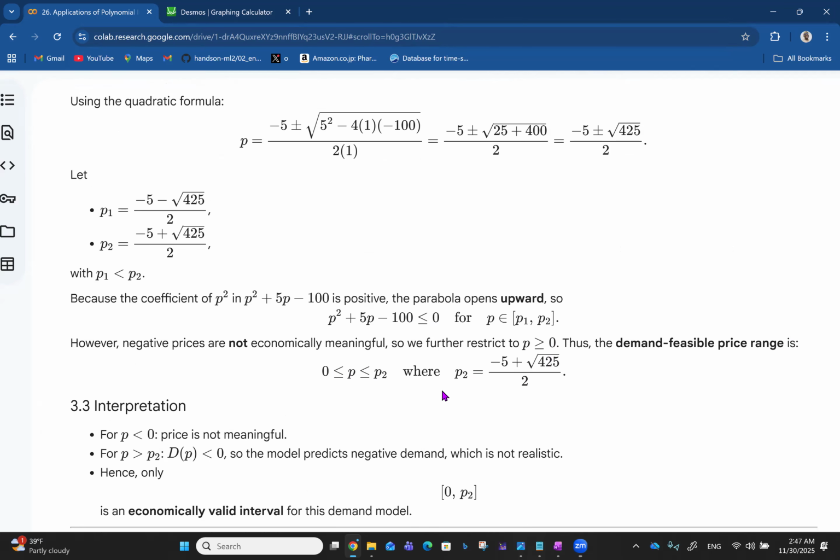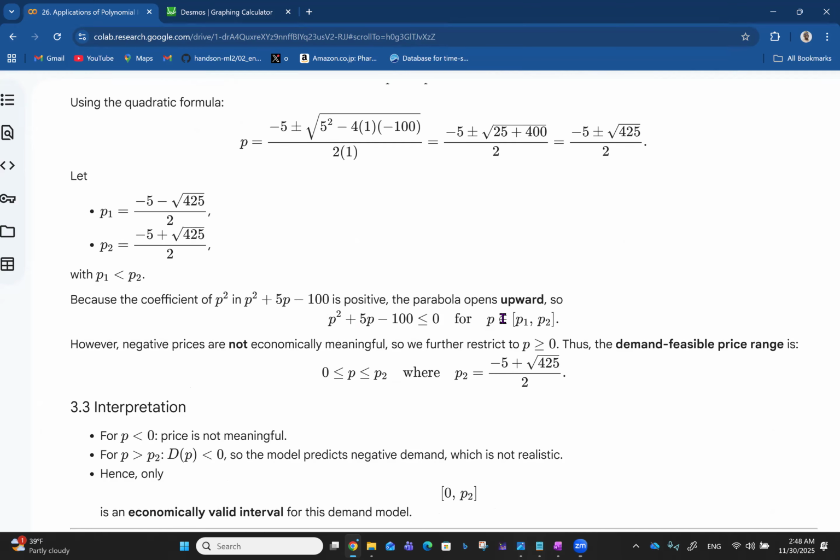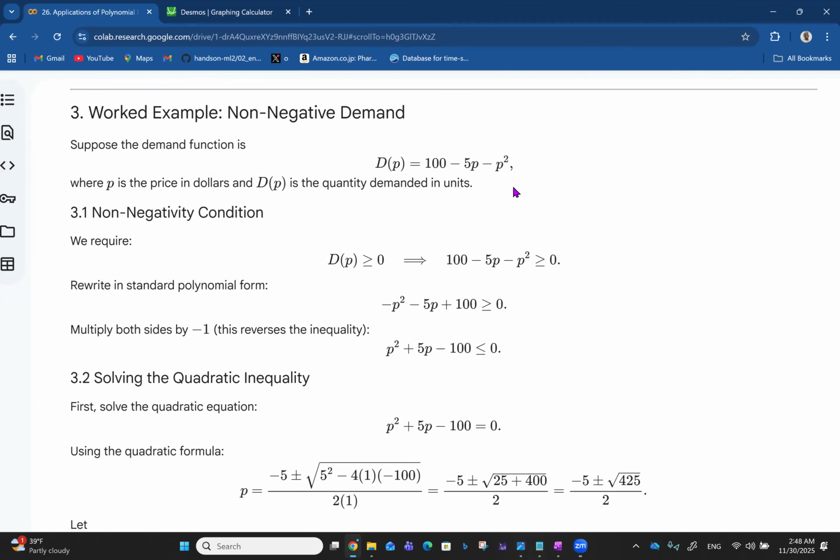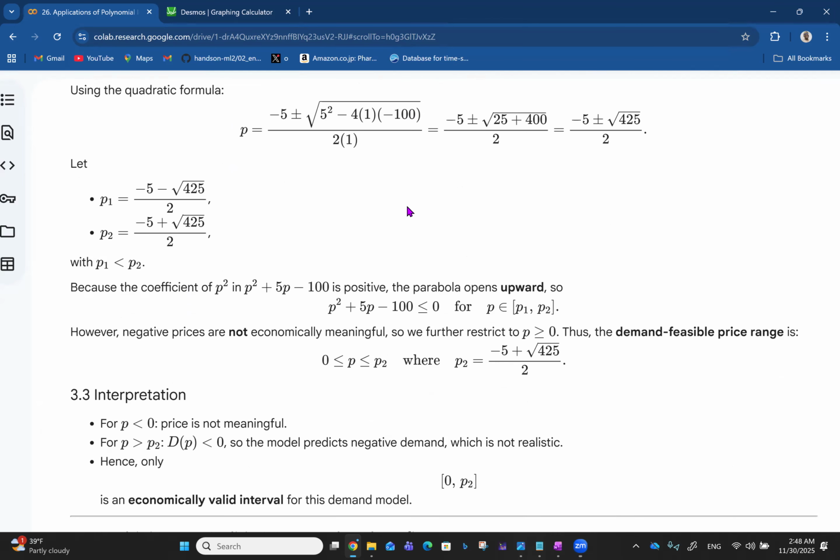Therefore, for P greater than P2, D of P is less than 0. So the model predicts negative demand, which is not realistic. If the price is greater than this P2, then the model predicts negative demand. So what we can have is either 0 or P2. The reason is that if we substitute values above P2 into the original expression, we are going to get something way above 100, and it's something negative, and we don't want that, right?